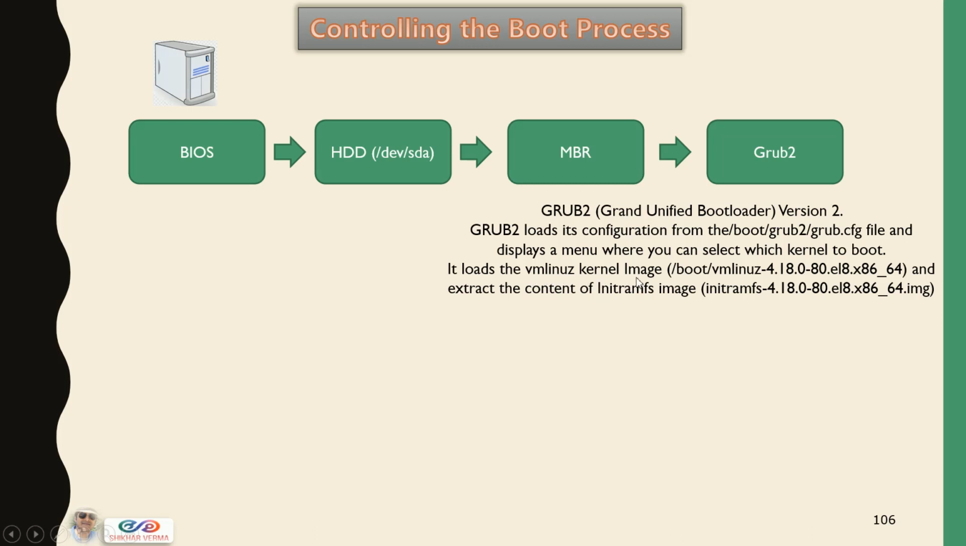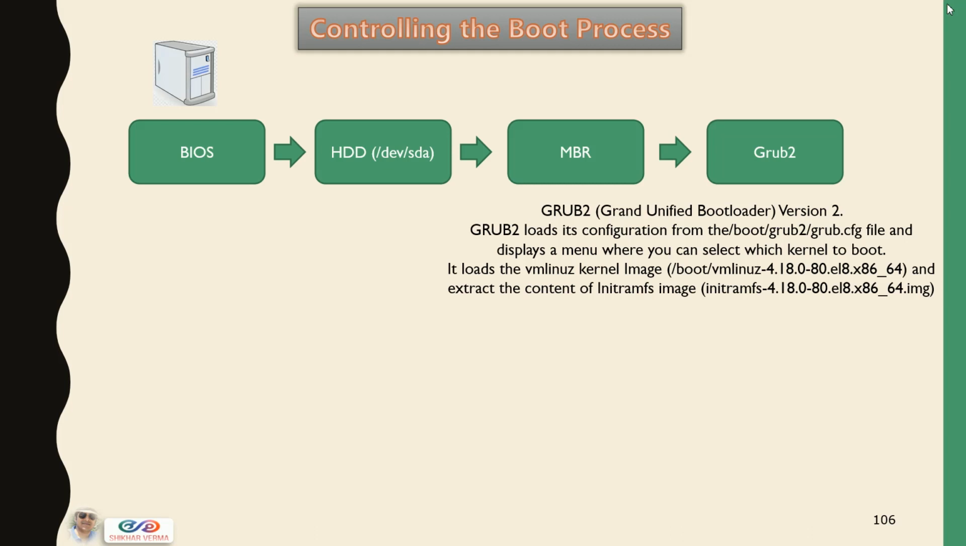This is your vmlinuz kernel image, and here I have given a location as well. This is just a sample vmlinuz I have given, and it also extracts the content of the init RAM fs image. The grub2 bootloader loads the kernel into the memory and also extracts the content of the init RAM fs image and places them into the memory. Your init RAM fs is an archive containing all the kernel modules and drivers.